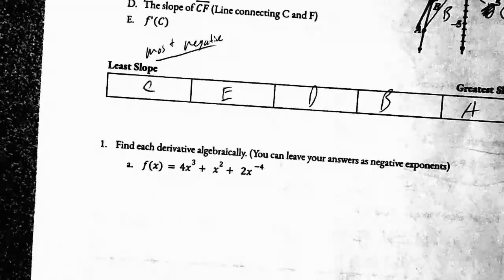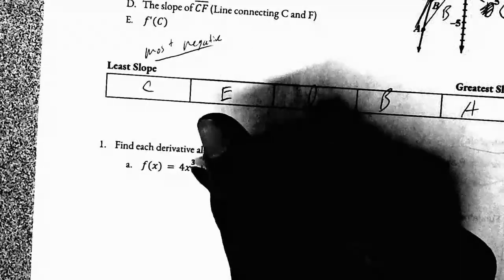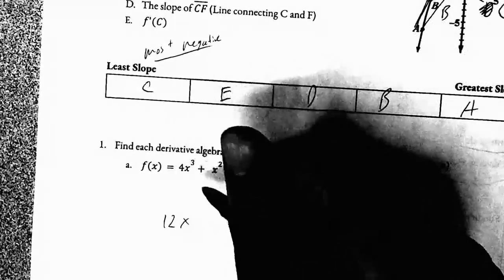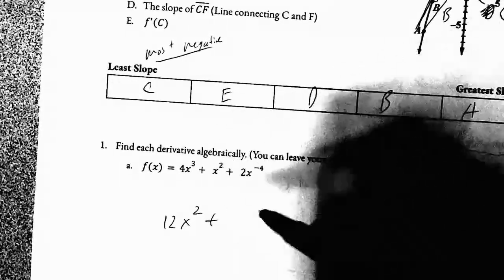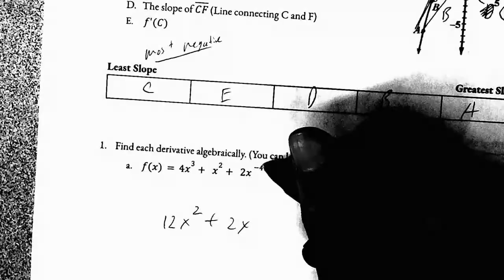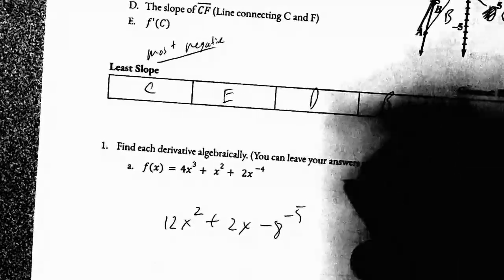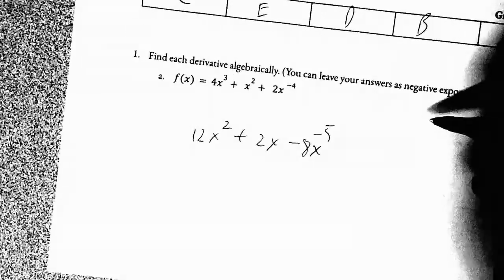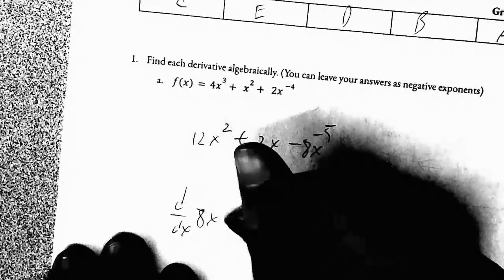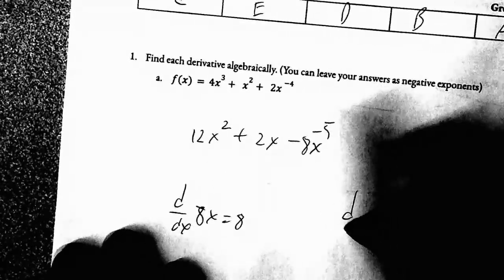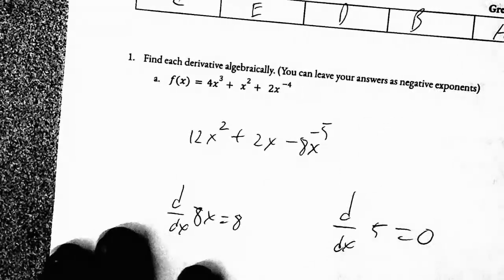Find the derivative algebraically. You can leave your answers as negative exponents. Okay, so this is using the power rule. 3 times 4, 12. X, 3 minus 1, 2. Plus 2 times, there's nothing there. 2 times 1 is 2x. And then negative 4 times 2 is minus 8. Minus 1 is negative 5. That's it. Don't forget the x. Some other ones that'll come up: the derivative of 8x is 8, and the derivative of some number, let's call it 5, is 0. Okay?